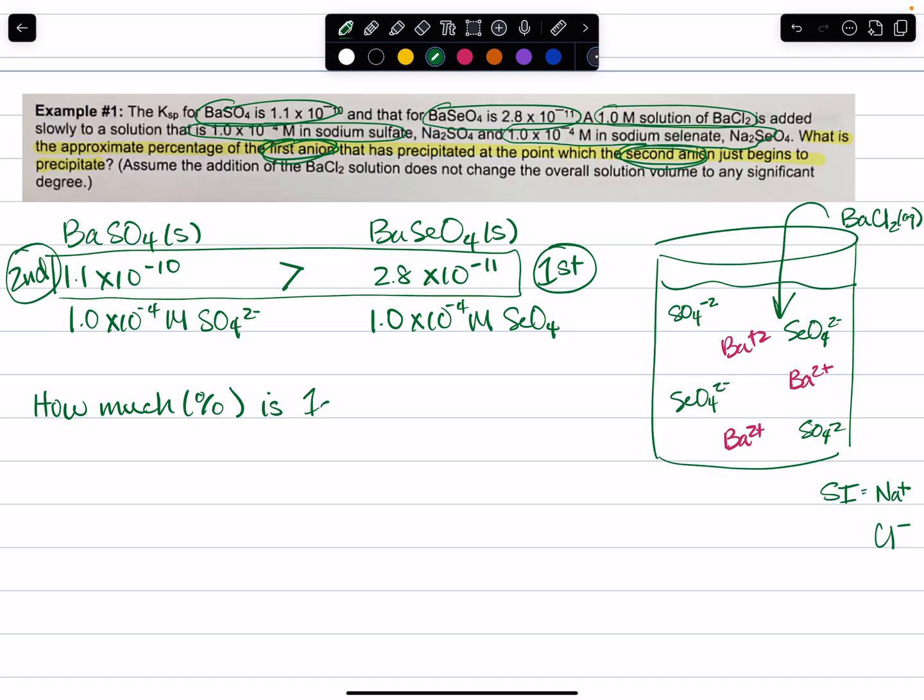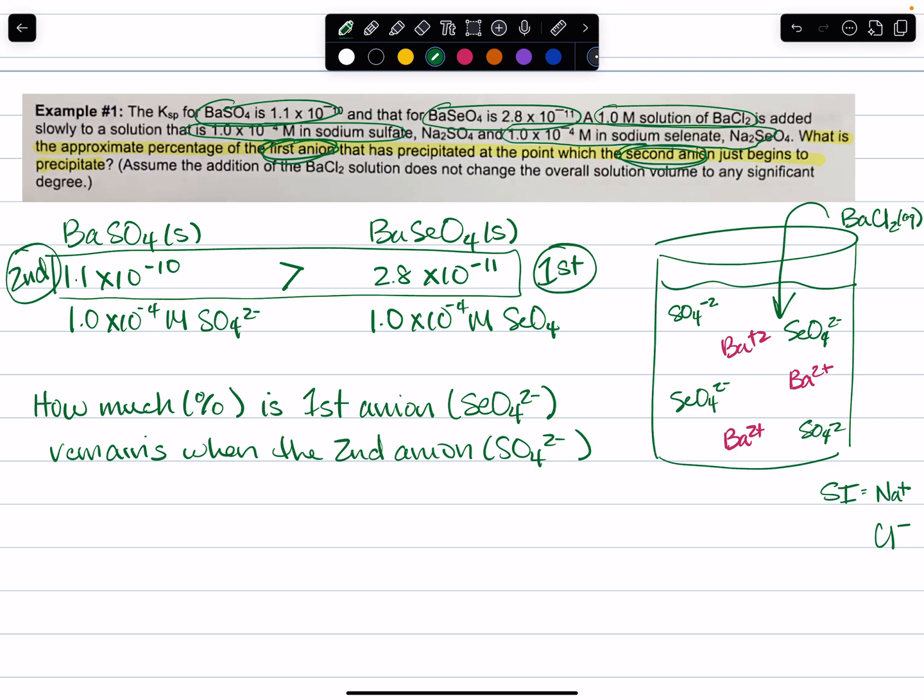All right, so now what we're asked is how much, in terms of percent, of the first anion to precipitate, which will be the selenate, remains when the second anion, which is sulfate, starts to precipitate.